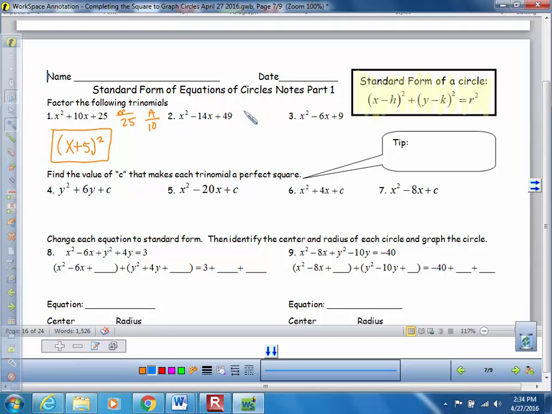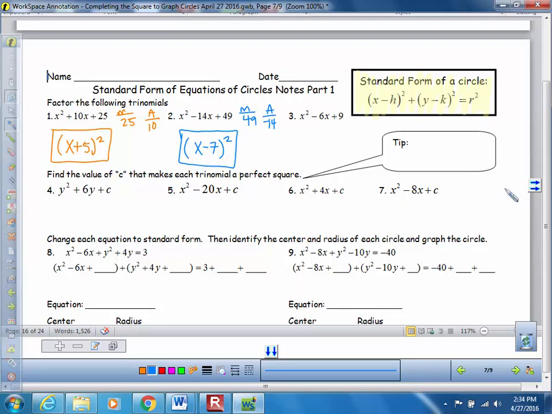So in number 2, if I'm looking for something that multiplies to give me 49 and adds to give me negative 14, what number would that be? Negative 7. So we'd write that as x minus 7 squared. Okay, does that make sense?